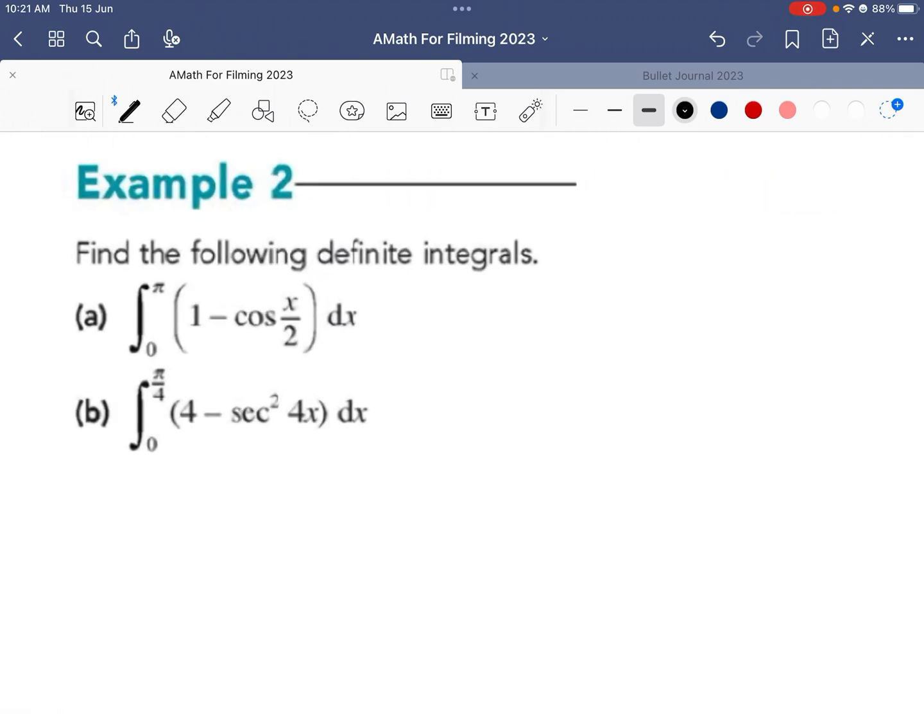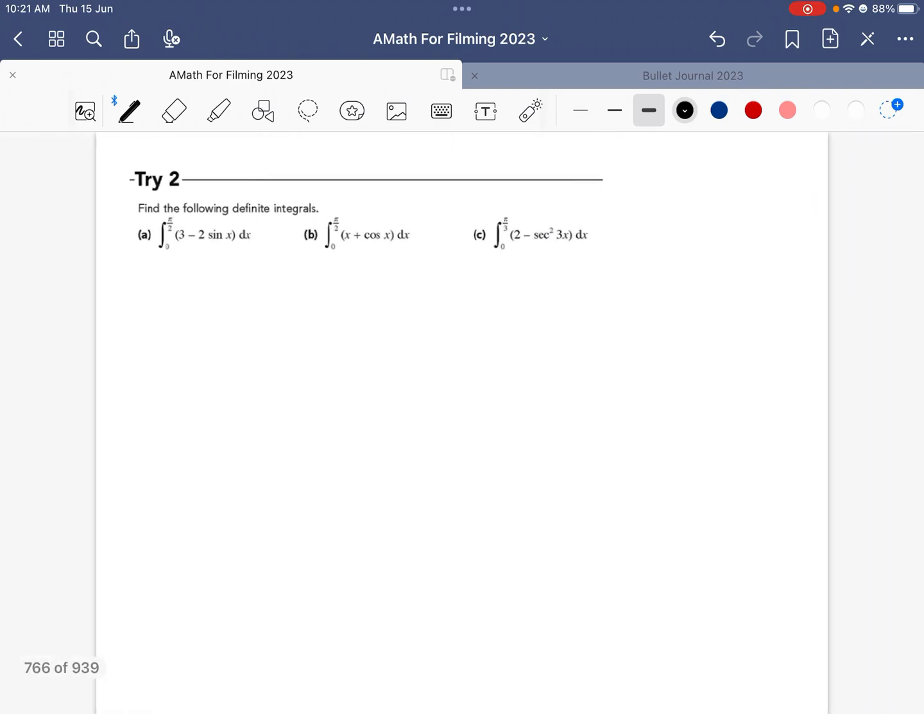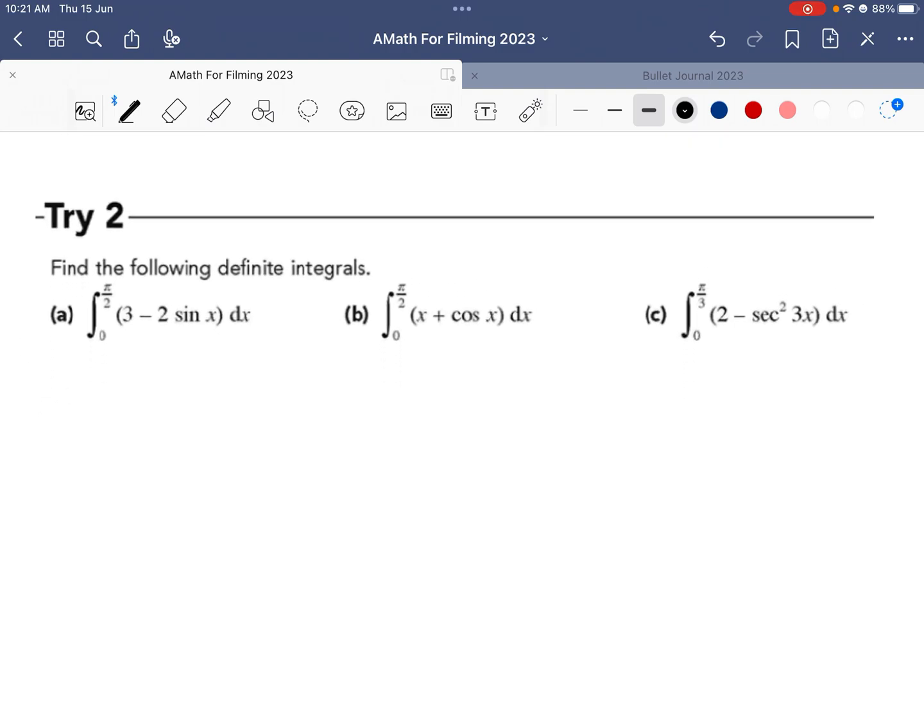Now, what you need to do is pause the video, and please really do try to, and then when you're ready, unpause the video, and I'll give you the answers.